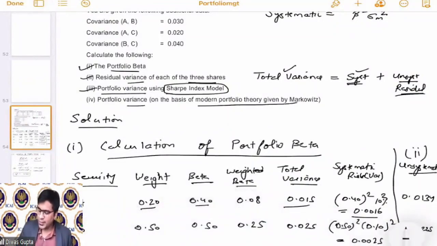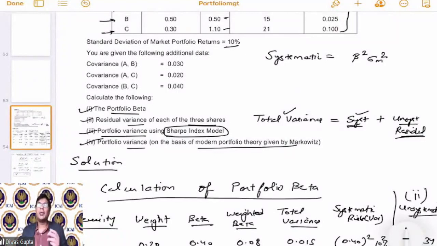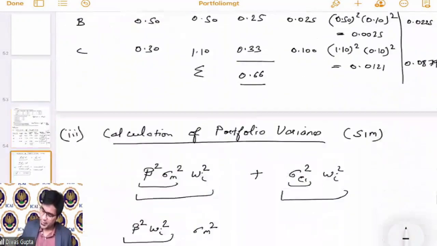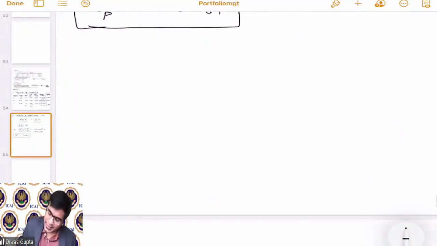Now let us go to the next part, portfolio variance on the basis of modern portfolio theory given by Markovitz. This already we have studied. Now for this thing we know that first of all we have to analyze whether it is a two security situation or more than two security situation, because in case it is more than two security situation we have to follow the matrix approach. Now this is definitely a more than two security situation because there are three securities involved.